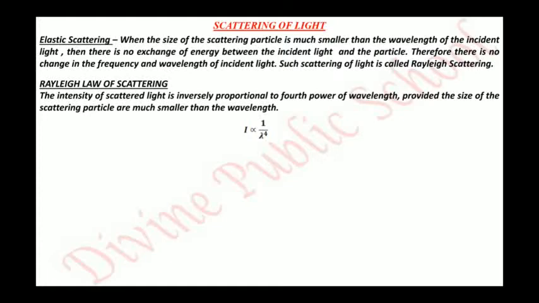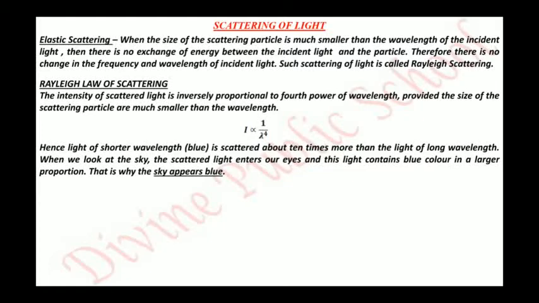It simply means that if a light has a longer wavelength, then it will scatter the least, but if a light has a smaller wavelength, it will scatter more. Hence, light of shorter wavelength, that is the blue region. I hope you know VIBGYOR. The violet, indigo and blue are called the blue region. The light of shorter wavelength, the blue region, is scattered about 10 times more than the longer wavelength, meaning the red region.